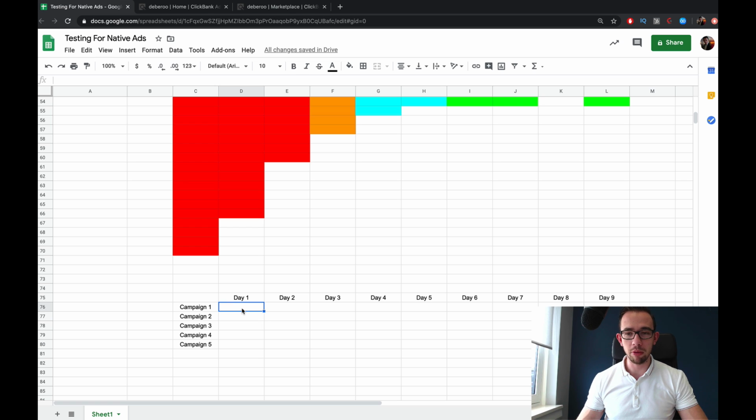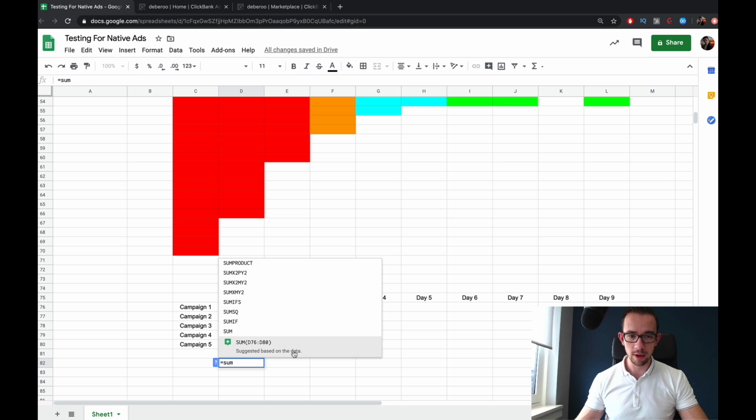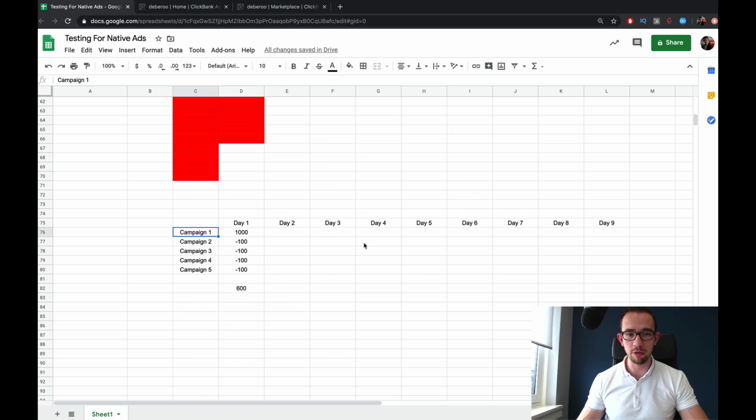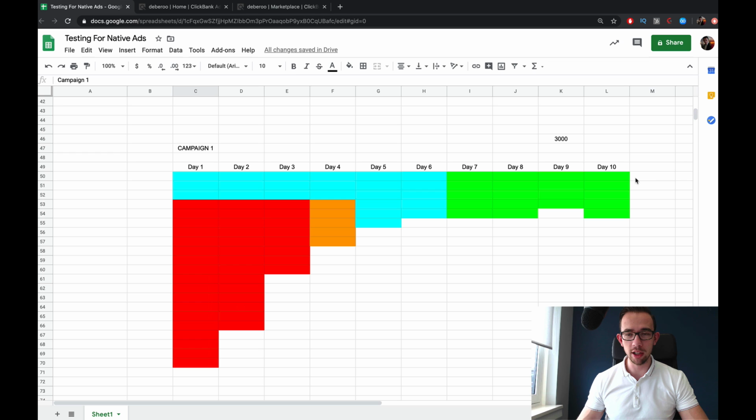So this is my profitable campaign, right? So let's say this is doing 1,000, and this one is doing minus 100. They're all doing minus 100, these ones. So the total of this is 600. So I'm still making 600 a day while I'm testing because I have this one profitable campaign, which was the first campaign. That's why I wait 10 to 11 days.